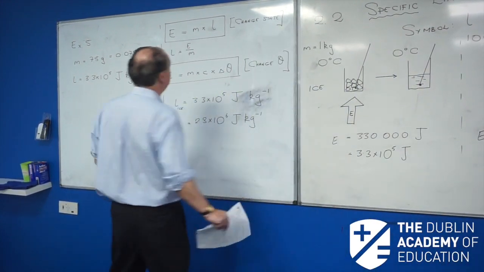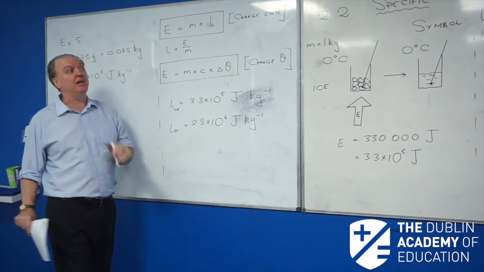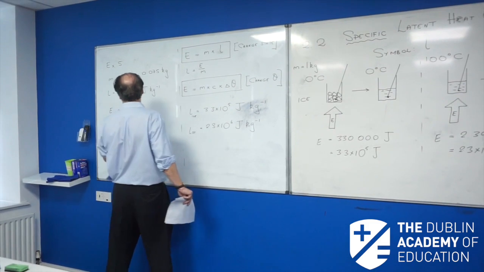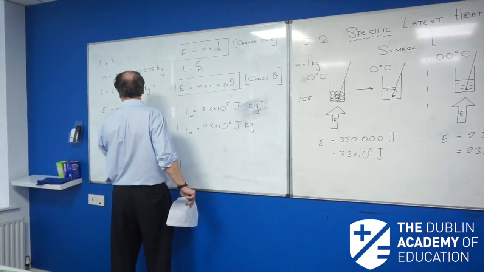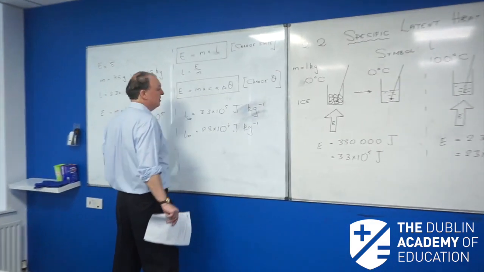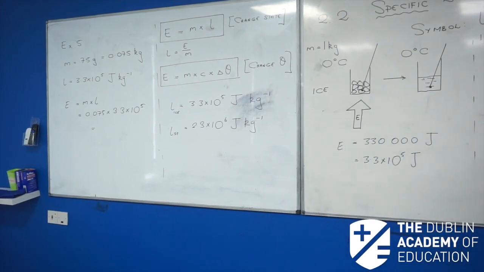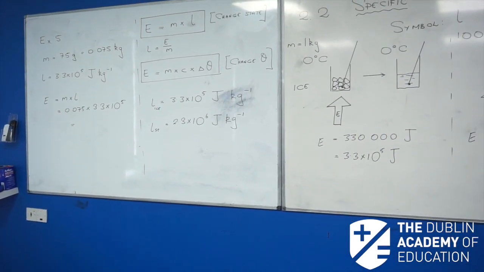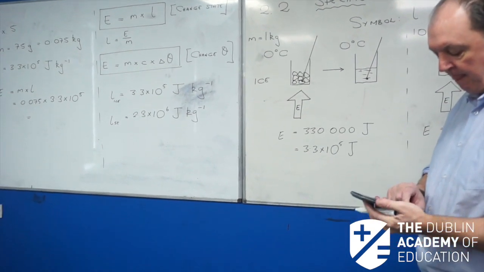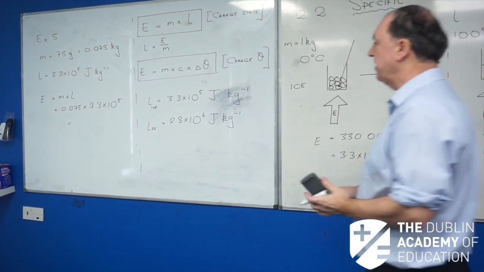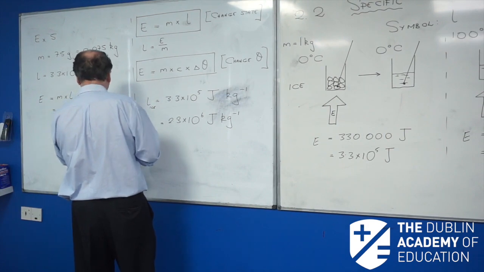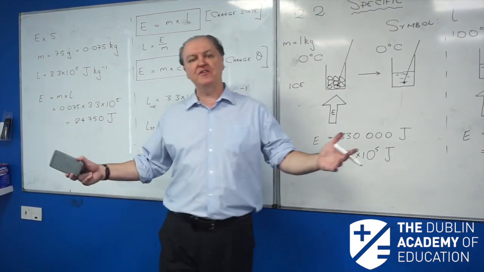Well, how much energy is required? That's easy. I'm going to use the formula ml. So E is equal to ml, which is 0.075 by 3.3 by 10 to the power of 5. Put that into my calculator. And I get an answer of 24,750 joules. That's a straightforward example.